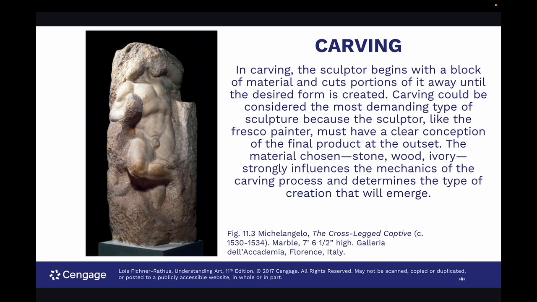And Michelangelo is famous for the phrase that the sculpture was already in the block of stone. It was just his job to remove everything that wasn't part of the sculpture, which is a very poetic and beautiful way to think about it. The idea that it's already finished inside that block and you just have to take away everything. So this is an example. Carving is a subtractive sculptural process.